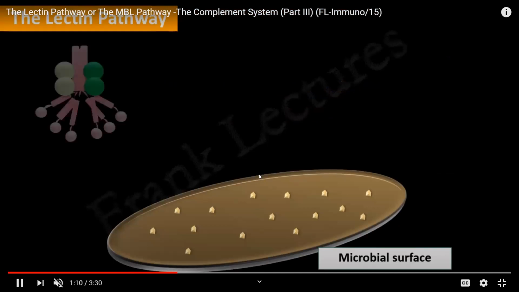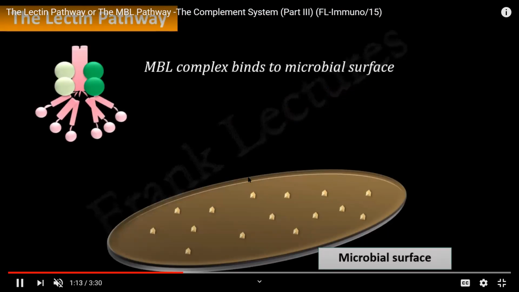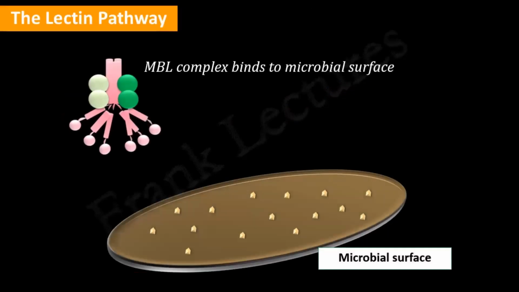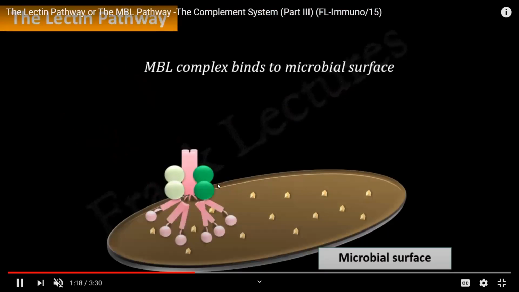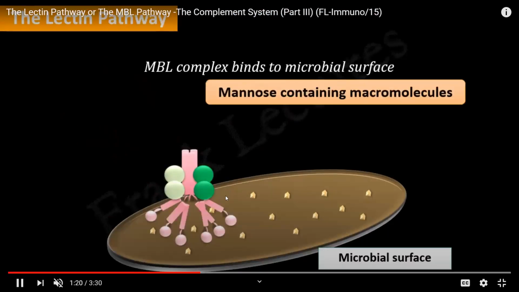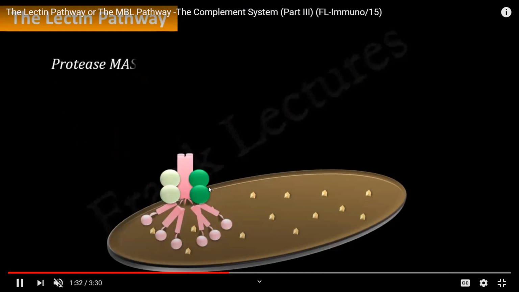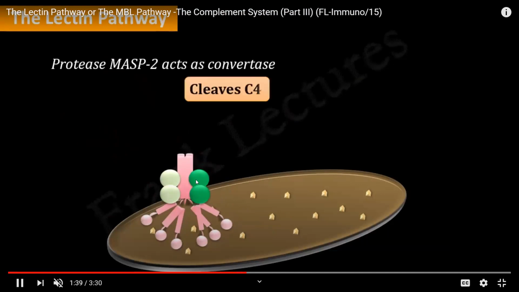So this is a microbial surface. On this microbial surface, for example, there is a presence of mannose, and that is why this MBL complex binds itself to the mannose present on the microbial surface. It has those two proteases on its side, 1 and 2. This protease MASP2 acts as the convertase, meaning the role of cleaving will be done by this MASP2.